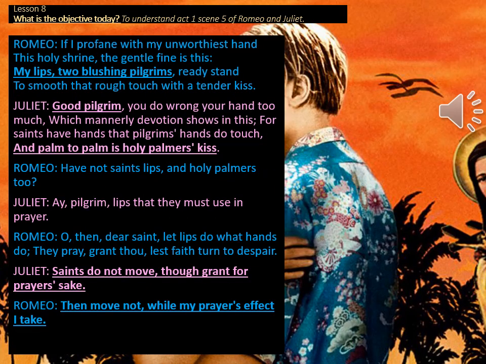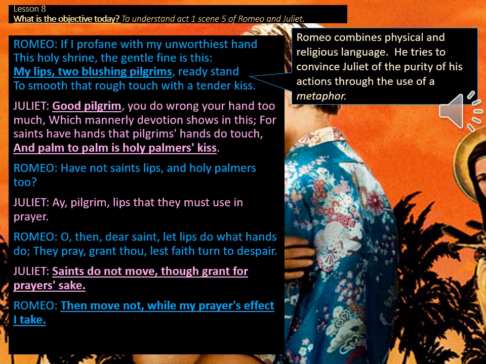So let's think about what the conversation is actually about. Romeo refers to his lips as two blushing pilgrims. He's combining physical and religious language. He's trying to convince Juliet of the purity of his actions through that metaphor. He's trying basically to convince her to kiss him by saying that that action is pure.